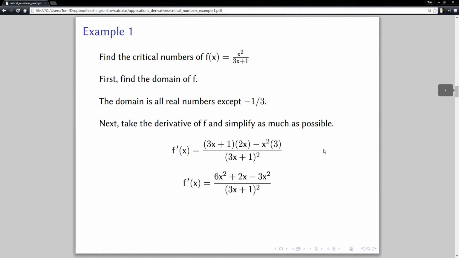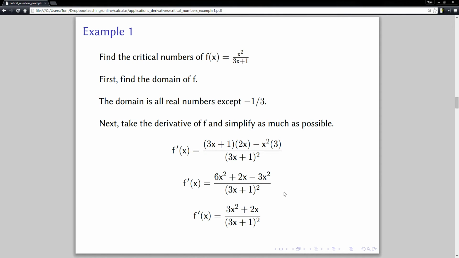Then I'm going to simplify. I'm going to distribute this 2x through the parentheses to make that look a little nicer. And then, of course, I've got some like terms here: 6x squared minus 3x squared. That gives me 3x squared plus 2x over 3x plus 1 squared.